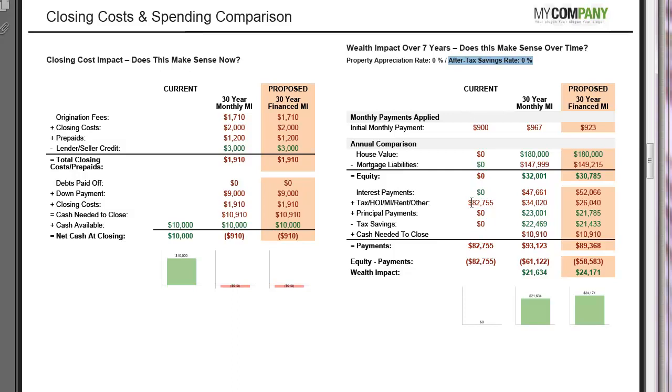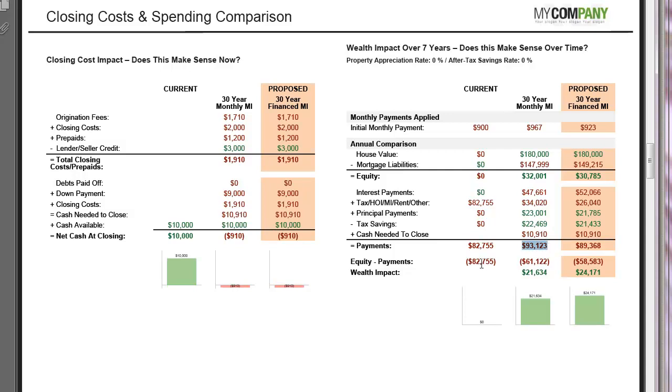Over the next 7 years, you'd spend $82,755 in rent. That's out of pocket. If you go with the 30-year monthly with MI, what are you going to spend? Well, you'll have a house worth $180,000. It's not going up in value. But in 7 years, your mortgage balance will be $147,99. You've got $32,000 in equity. These are the interest payments that you've made. These are the taxes that you've had to pay over this time period. Here's the principal that you actually paid in. Here's your tax savings over that time period. That's the original cash you had to put down to build up part of that equity. You've made total payments of $93,123.